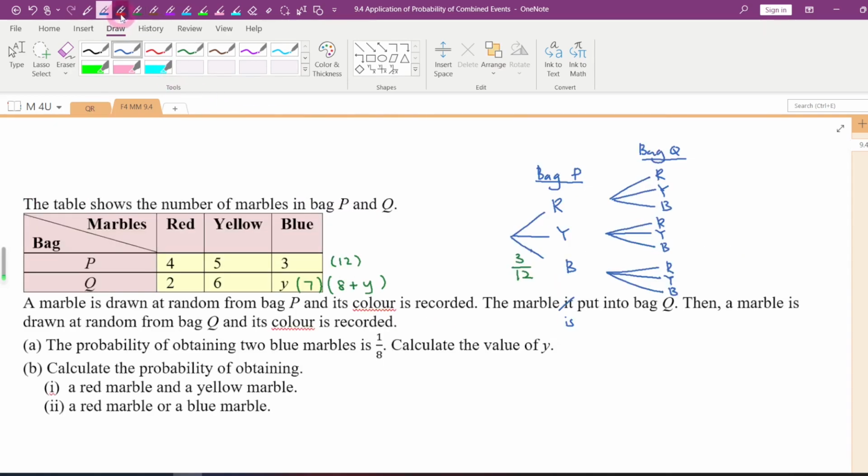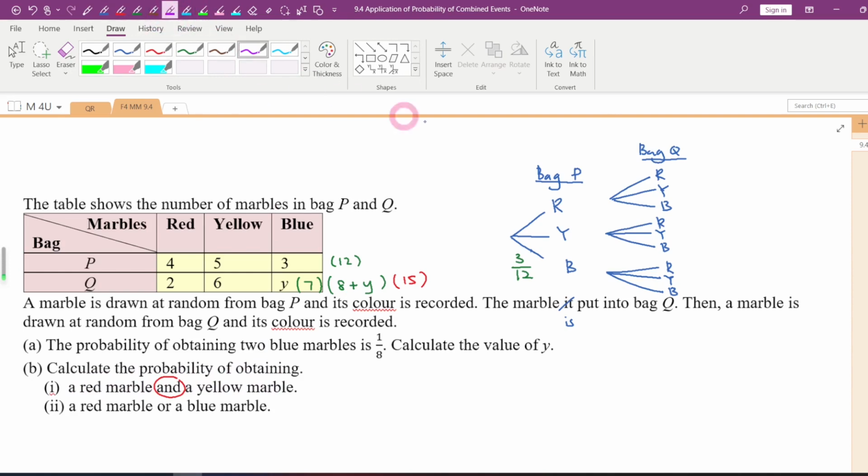Okay, now let's go to part B. So since I got the value of y is equal to 7, so here will be 8 plus 7 will be equal to 15. Now let's go to part B. Calculate the probability of obtaining a red marbles and be careful of N and O. Okay, a red marbles and a yellow marbles.